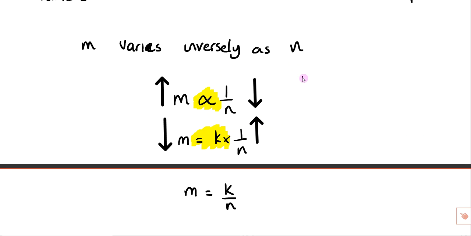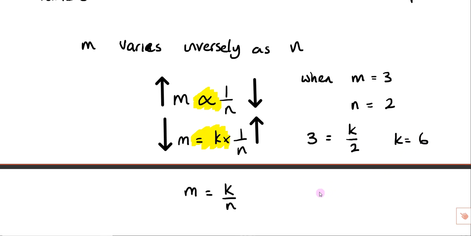And we can link the two. So we can say when m equals 3, n equals 2. Let's find k. What would we do? So 3 equals k divided by 2, which is, k would therefore be 6. So we would then say m is equal to 6 over n. So that's our relationship.